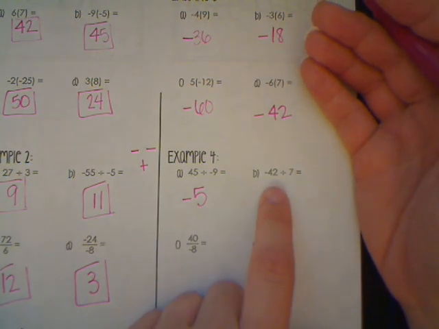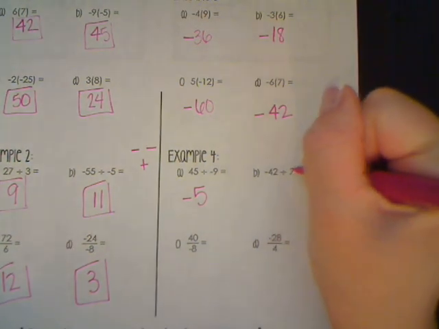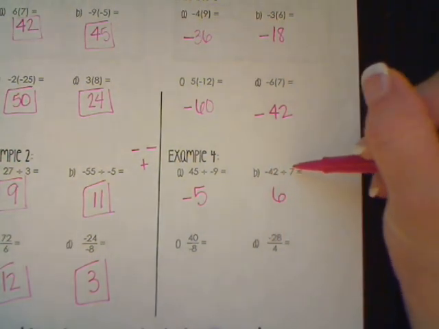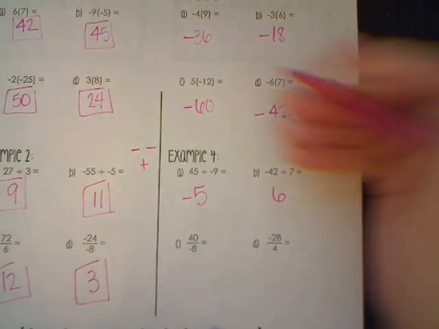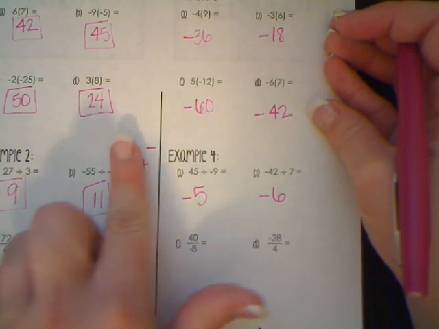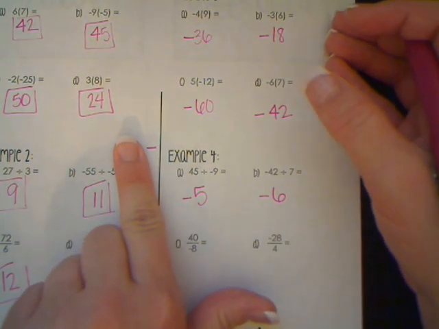B, negative 42 divided by positive 7. Well, 42 divided by 7 is 6. And then a negative divided by a positive. Those are different signs, negative and positive, so my answer will be negative. Negative divided by a positive, cover it up. What do I have left? A negative.